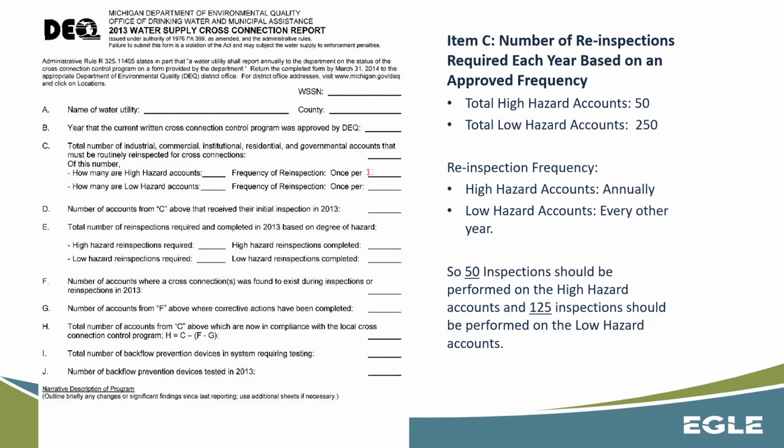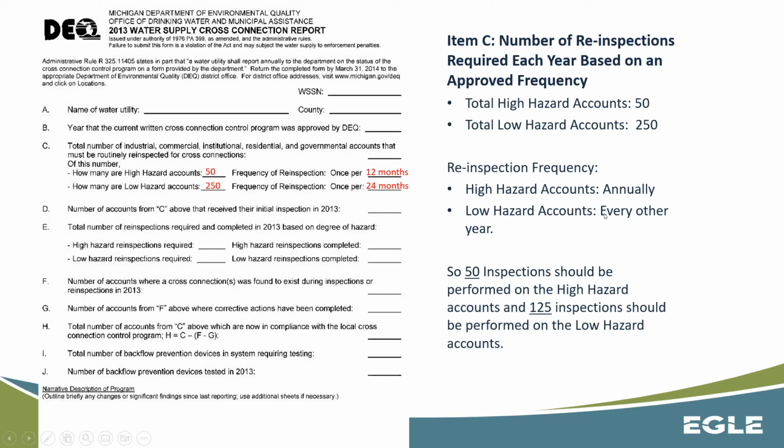The next line is where we're actually breaking down these numbers. How many are high hazard? How often does your program say you're supposed to conduct inspections? Then we have our low hazard, and again, how often are we supposed to have inspections done at these low hazard customers?